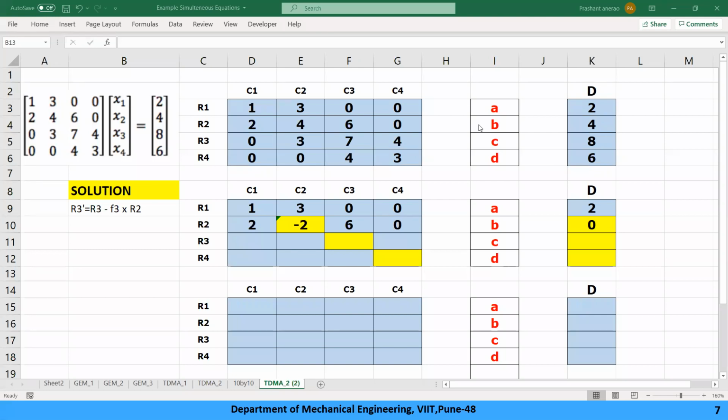Okay, so moving ahead, I'll work on row number 3. So this portion we would like to make 0. Now we have already worked on row number 2. Now we will work on row number 3. What is the target in row number 3? See, you have to make this 0 if you use Gauss elimination. But we are using TDMA, so just at the back of the mind we will remember that this 3 needs to be made 0. And we are going to operate only on the diagonal term.